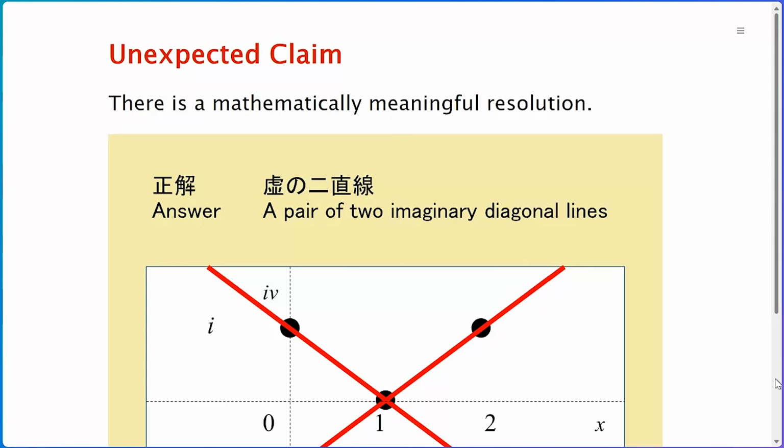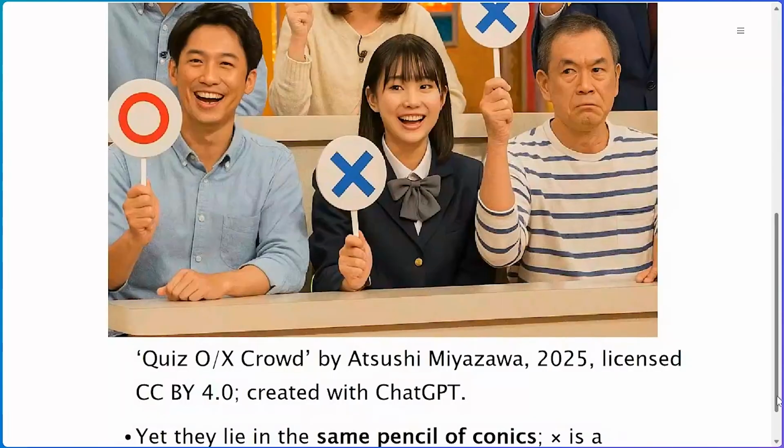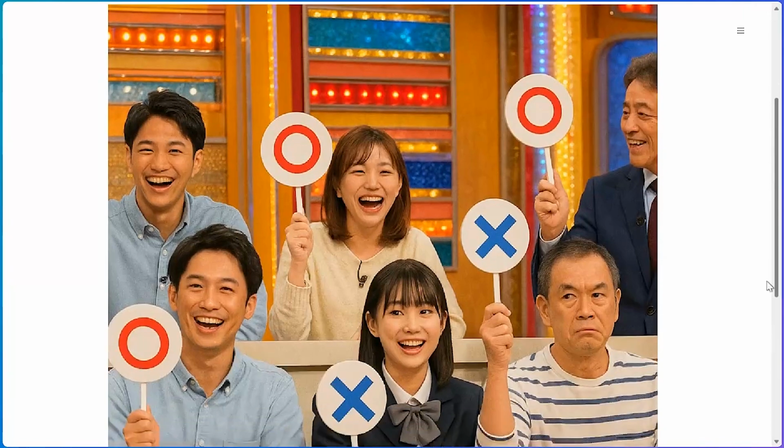So here's the first twist. Round circle and cross. The circle and the cross, the two real lines meeting, are not homeomorphic. Topology keeps them apart. Yet, projectively, they can be members of the same pencil of conics.